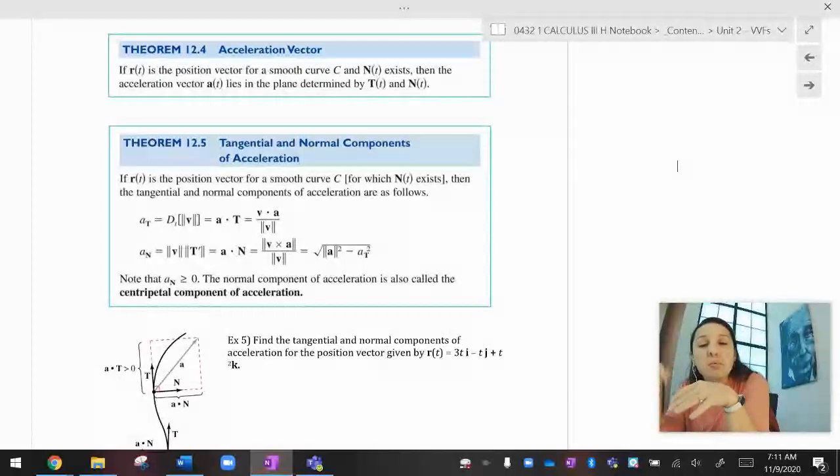Previously, we talked about capital T and capital N, which were your unit tangent vector and your principal unit normal vector. These components of acceleration have a lot to do with that, so this is a follow up there. So what's an acceleration vector?